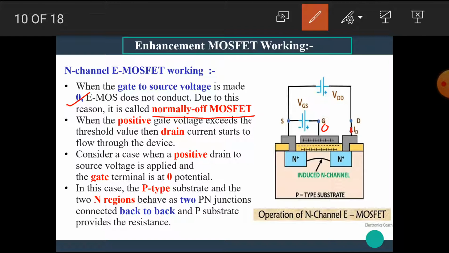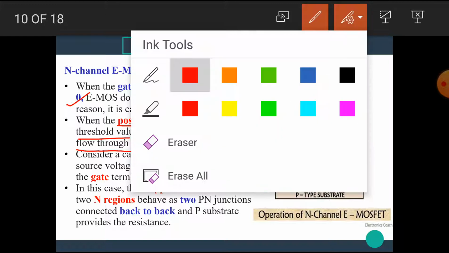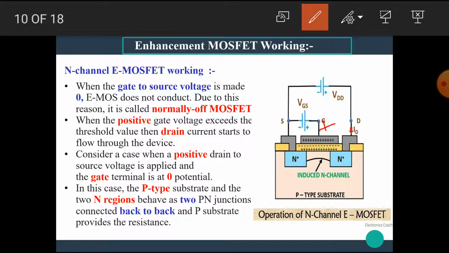When the positive gate voltage exceeds the threshold value, the drain current starts to flow through the device. That means now consider the gate has a positive potential. When we apply a positive potential to the gate terminal, some amount of drain current flows through the circuit. Consider a case when a positive drain to source voltage is applied and the gate terminal is at zero potential. In this case, the p-type substrate and the two n regions form two p-n junctions connected back to back, and the p substrate provides the resistance.